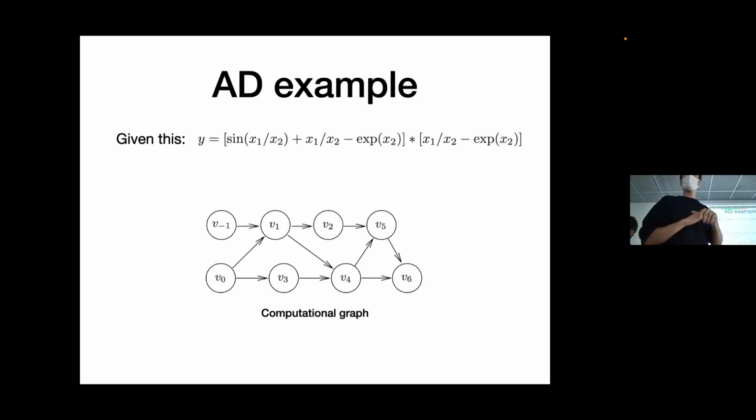So the computational graph is really, really important, and it's something that is created by PyTorch when you want to compute the gradient.